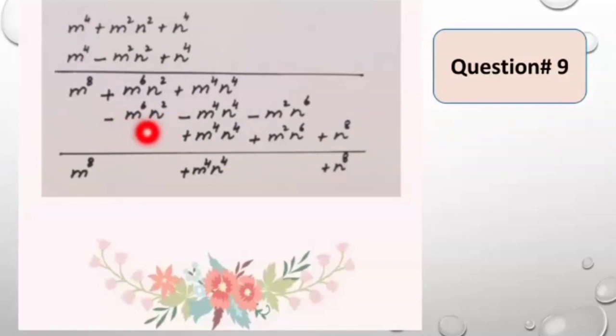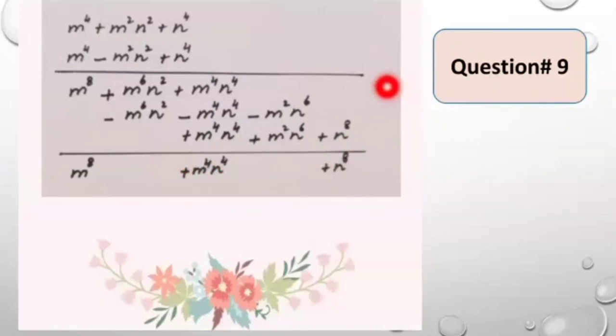This is the like term, so we will write it under the like term. Now multiply minus m square n square by m square n square. The product will be m raised to power 4 n raised to power 4 with the minus sign. Again, this is the like term. Now multiply minus m square n square by n raised to power 4. The product will be minus m square n raised to power 6. Now multiply n raised to power 4 with these three terms. The product will be these.